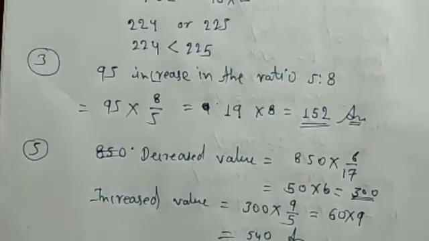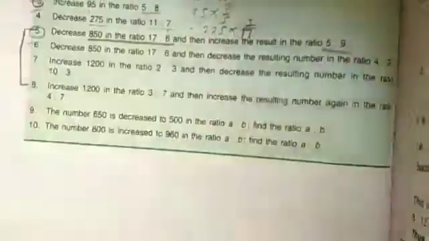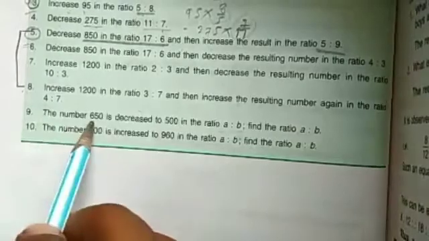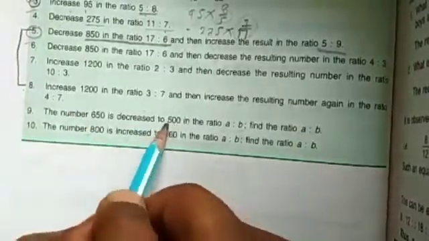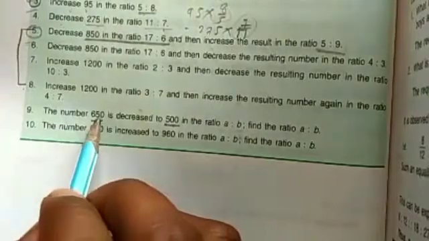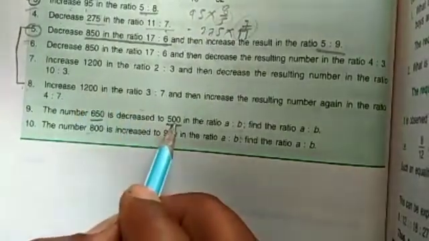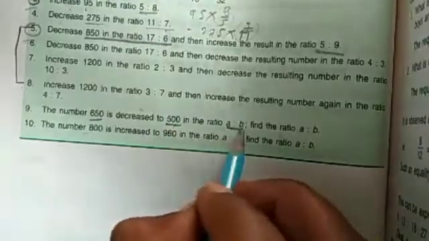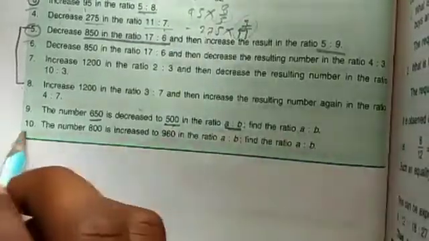And now remaining question number 9, ninth question. 9 and 10 both are the same question. The number 650 is decreased to 500. Means now the value was there 650, it has decreased to 500. In the ratio A ratio B, find out the value of A ratio B. Same to same the 10th question.